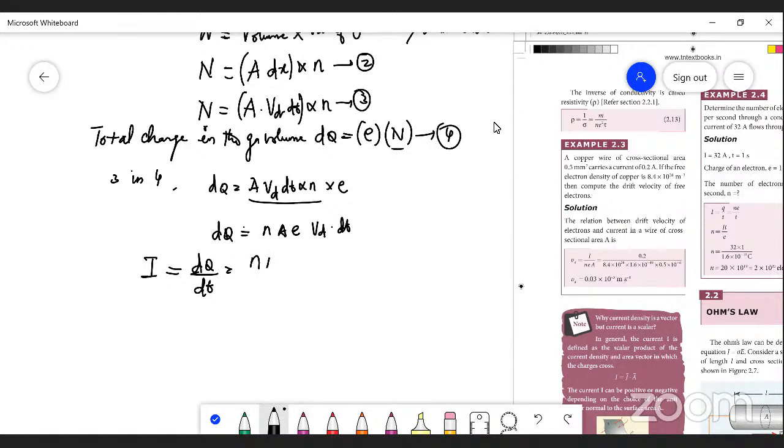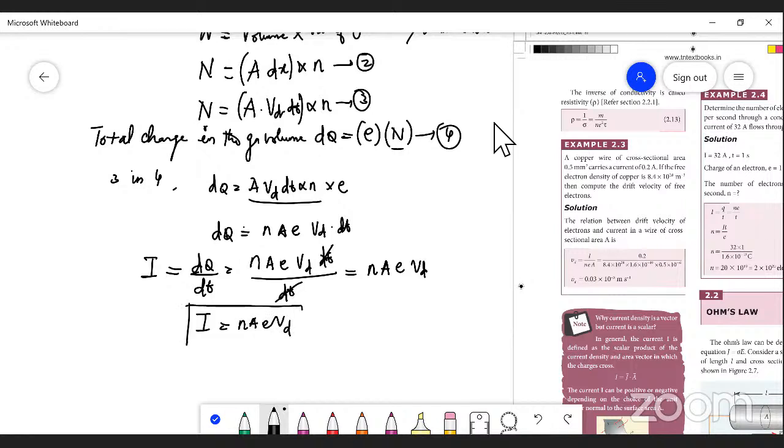I equals dq divided by dt. dq is n A e vd into dt, divided by dt. So this dt gets cancelled out. You will have n A e vd. So this is the relation connecting current and the drift velocity: I equals n A e vd.